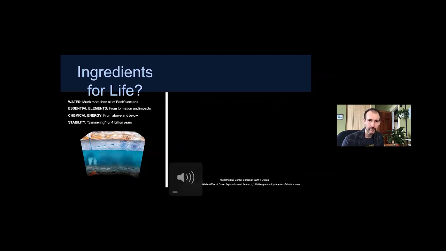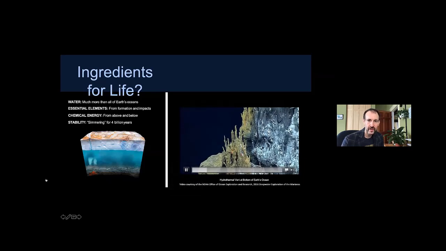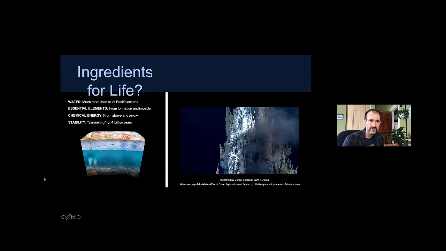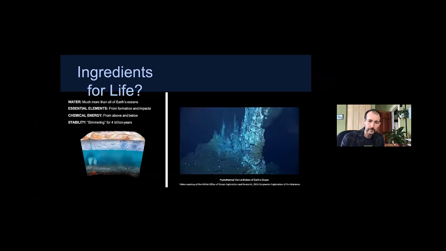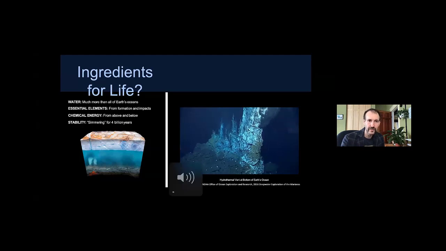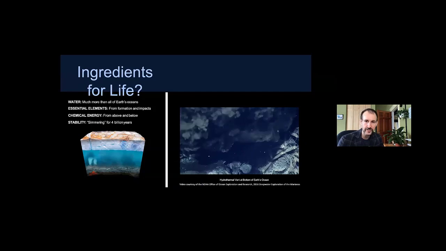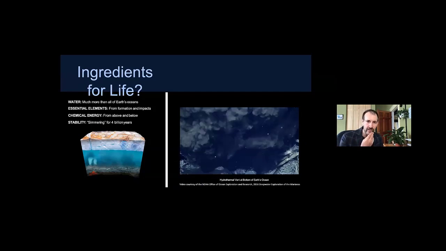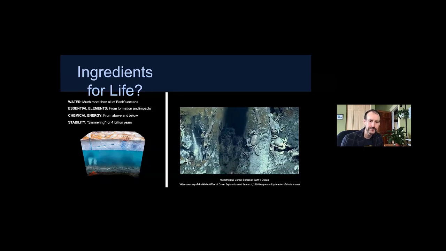So the possibility of black smoker hydrothermal systems at Europa is clearly of interest when thinking about the possibility of life in Europa, for the possibility of not only having plenty of water, but also essential elements and chemical energy, possibly to support ecosystems like the ones seen here that are subsisting entirely on chemical energy.